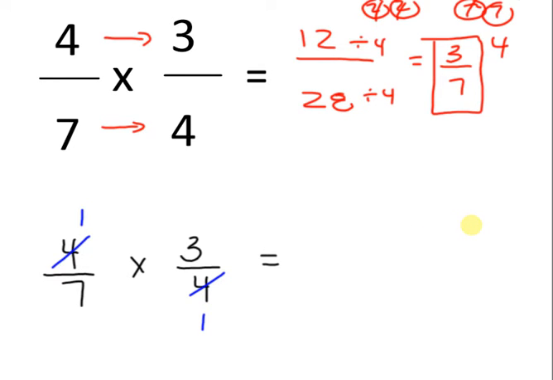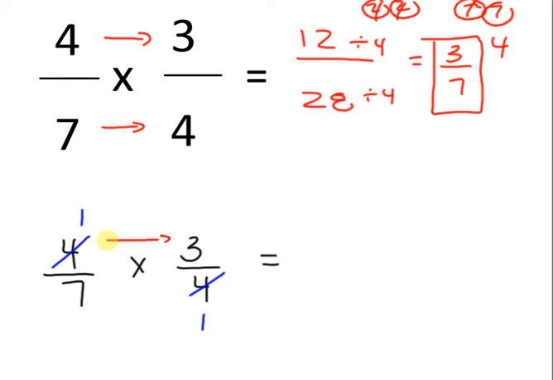Now, here's the cool thing about cross-canceling. If you do this correctly, and you need to keep going back and checking to make sure, because if you cross-cancel one thing, you then might be able to cross-cancel something else. But if you cross-cancel everything carefully, you do not have to simplify at the end. So now that I've cross-canceled, watch this.